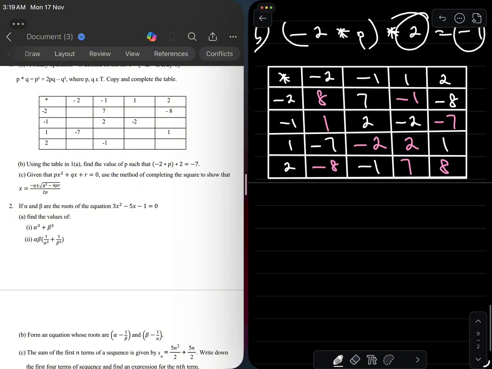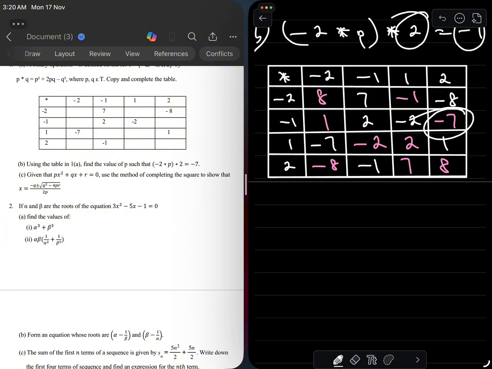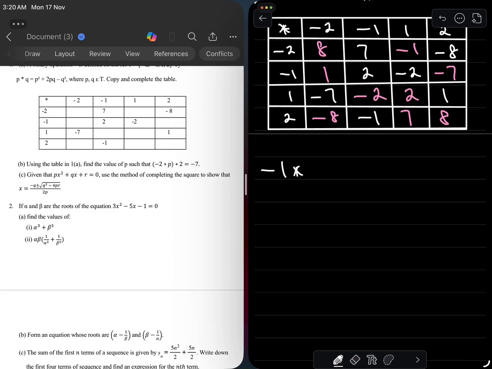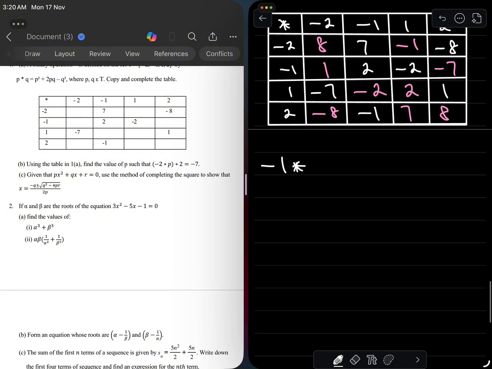And what's that? Minus 2 asterisk minus 2 is 8. That's not minus 7. So what combination gives us minus 7? That's minus 1 asterisk 2. Let's check that again. Minus 1 asterisk 2 gives us minus 7. That simply means minus 1 asterisk 2 is equal to minus 7.